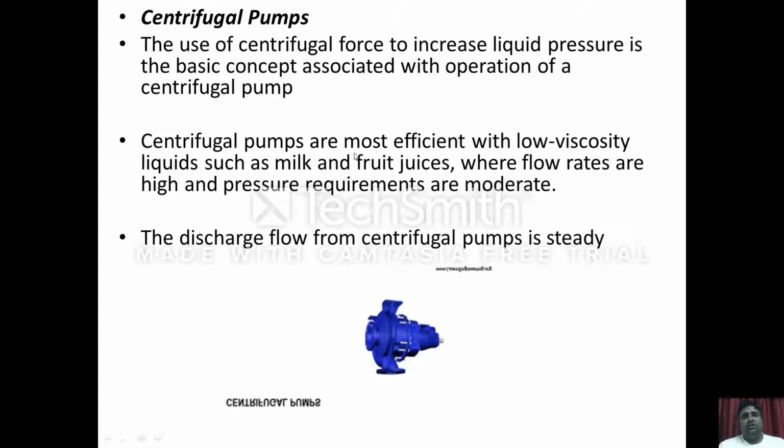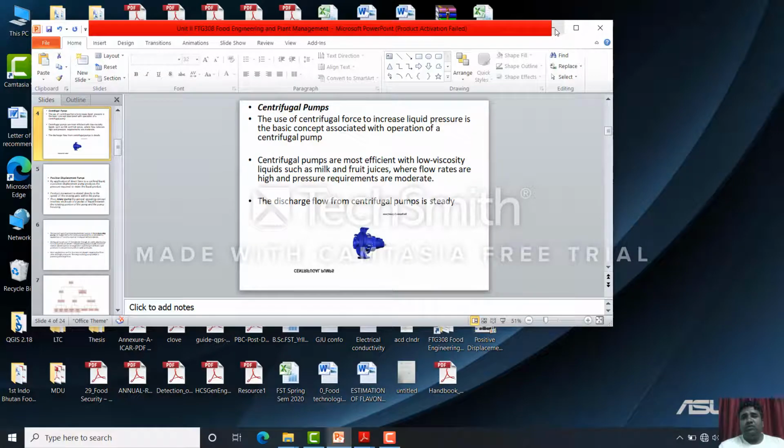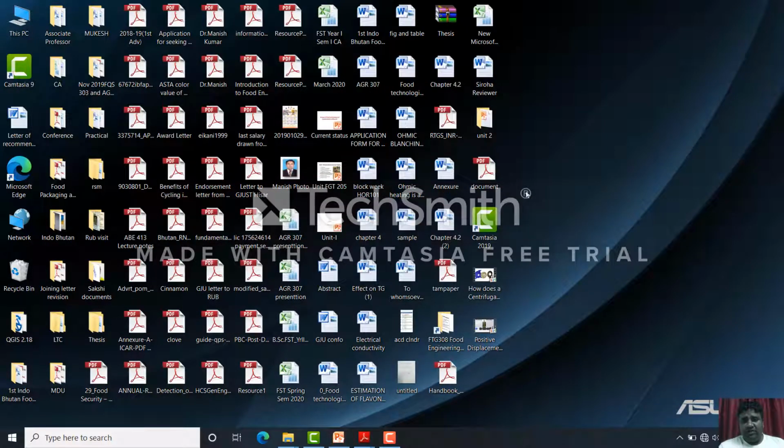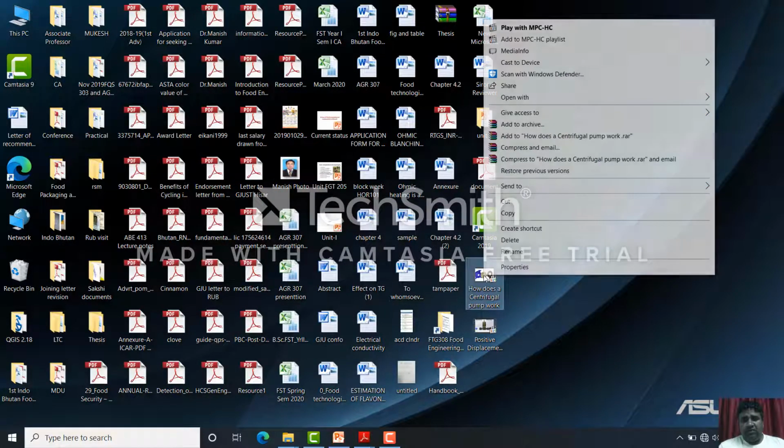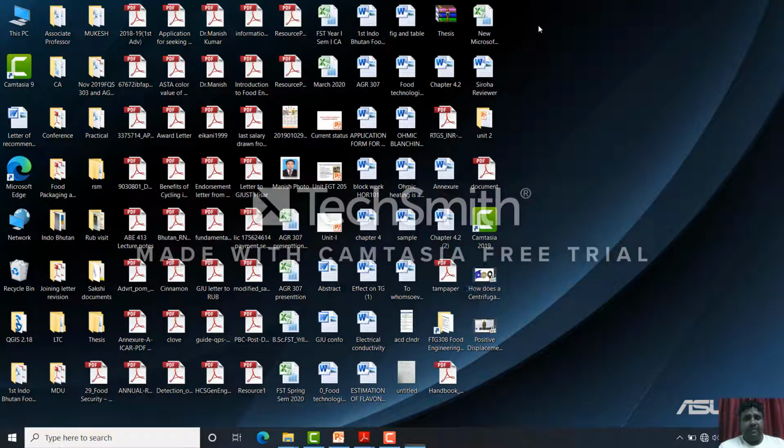These centrifugal pumps are most efficient with low viscosity liquids such as milk and fruit juices, where flow rates are high and pressure requirements are moderate. Before moving further, I'd like to show you how this centrifugal pump works. So here is the video. If it works, then you will understand it in a better way.